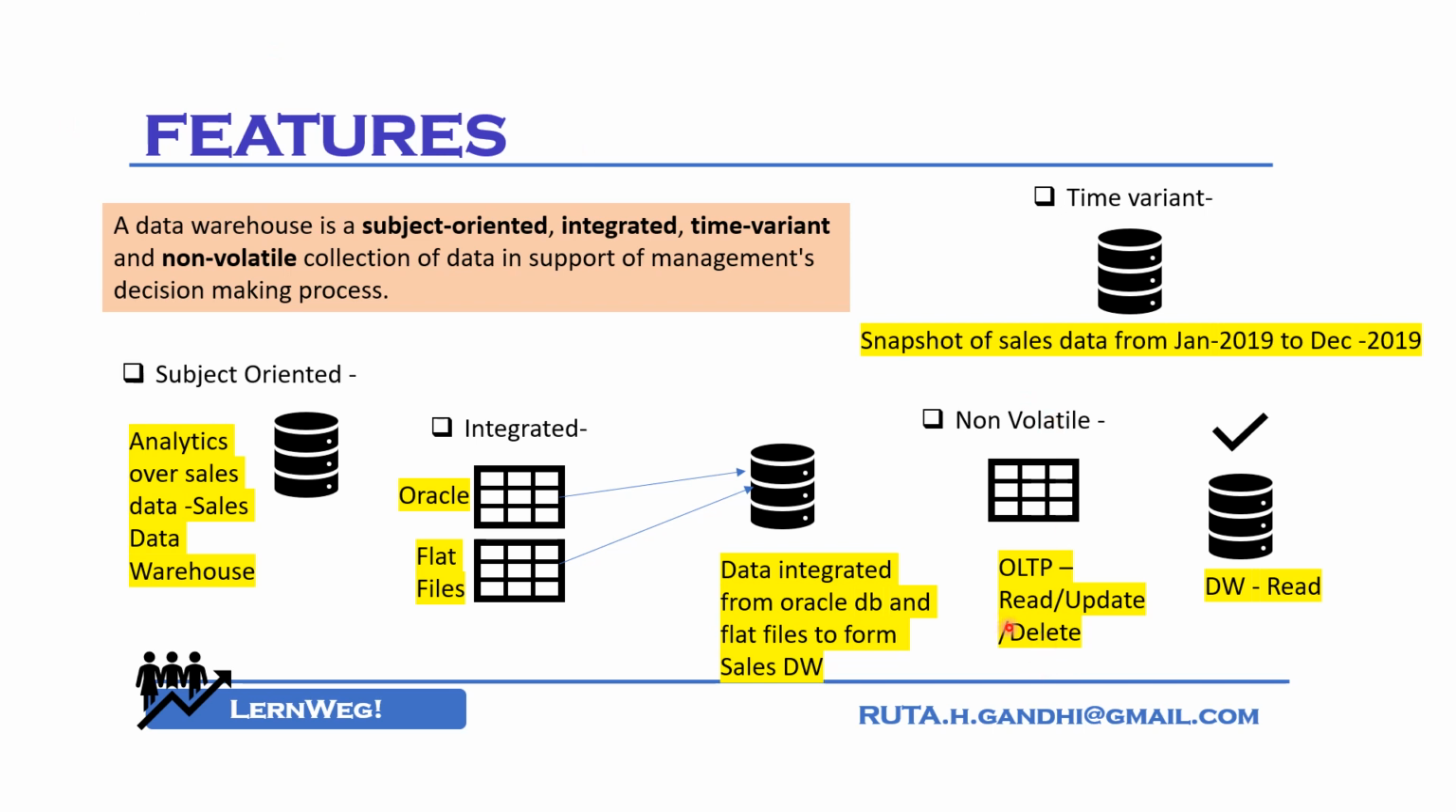OLTP systems are made for insert, update and delete kinds of use cases where we read the data, then we update it based on its status. Let's say I have a booked order, then order can be shipped after some time as well, or that order can be cancelled and the record can be deleted. But our warehouse is read only. That means it will read the data from all these data sources and maintain the complete history. It does not have update or delete kind of use cases. I hope you understood the features of data warehouse.